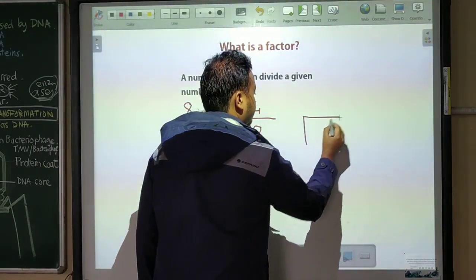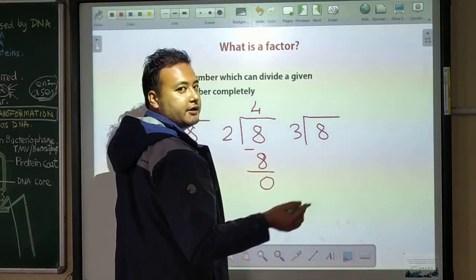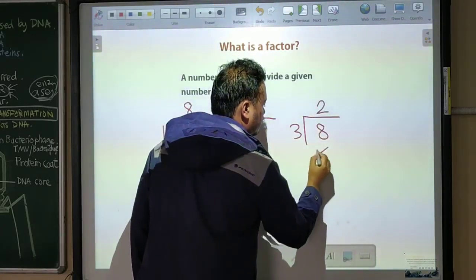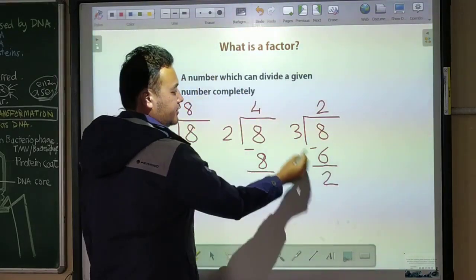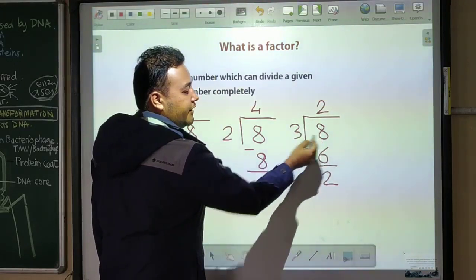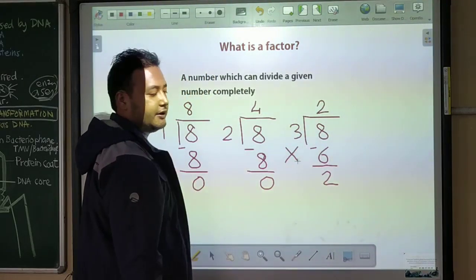What about 3? 3 2s are 6, 3 3s are 9. So we'll have to go with 2. And the remainder is 2. So now here, since you get 2 as a remainder, 3 does not divide 8 completely. So 3 is not a factor of 8.